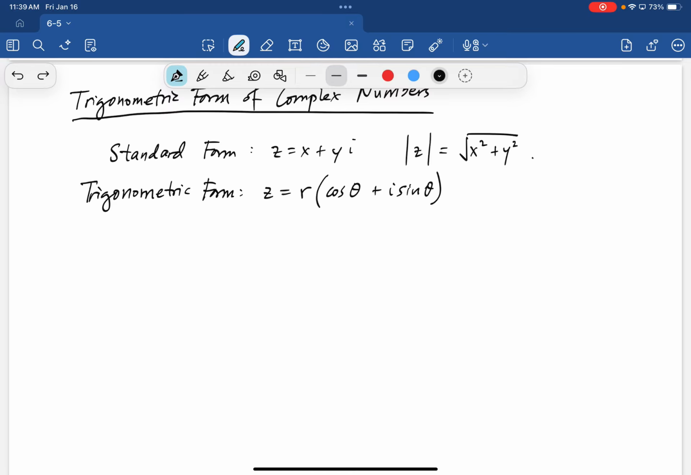Frequently in some older textbooks, you'll see the shorthand form where people will label this cosine theta plus i sine theta with cis. Nothing to do with cisgender. CIS stands for cosine i sine. And so that's a shorthand that some people will use.